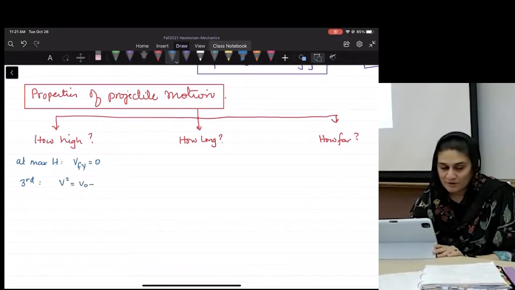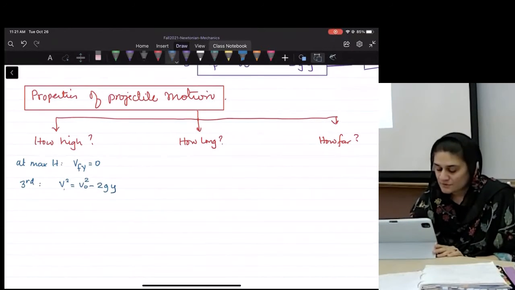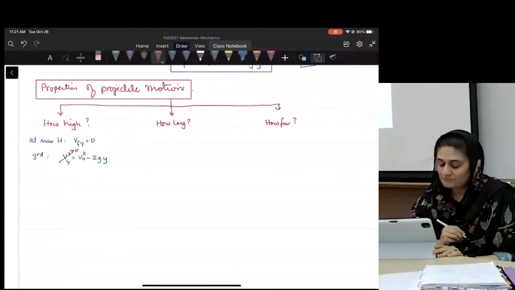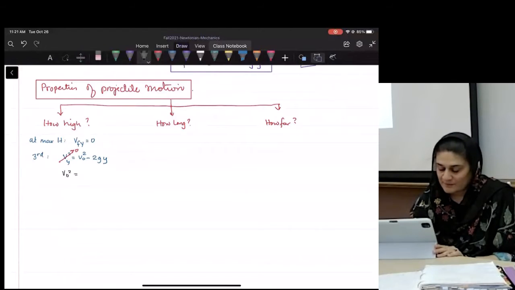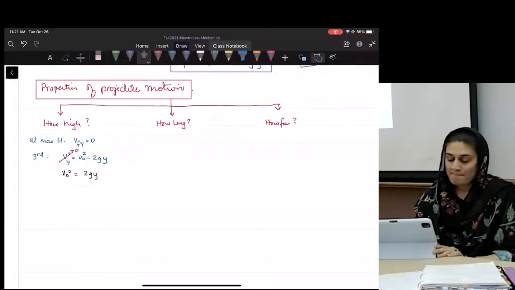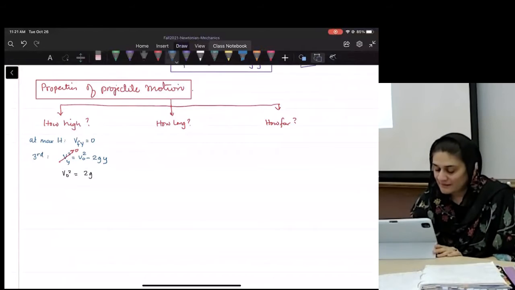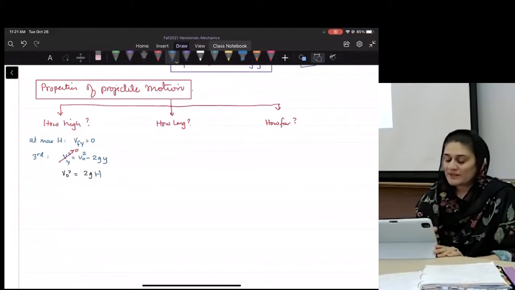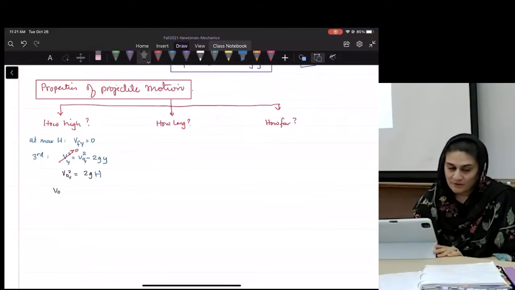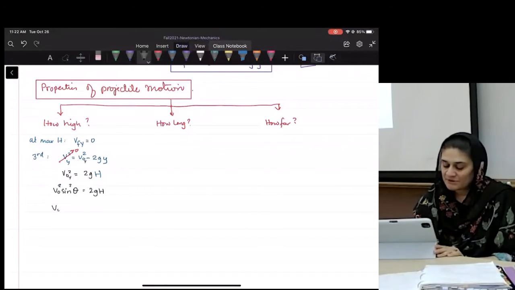V squared equals V0 squared minus 2gy. So Vy goes to 0. What am I left with? V0 squared equals 2gy. May I replace this y with an h? Because y can be anything, but now I'm looking for h. What is V0y? V0 sine of theta. May I write this as that? Equals 2gh. That will just be V0 squared sine squared theta divided by 2g gives me an h.